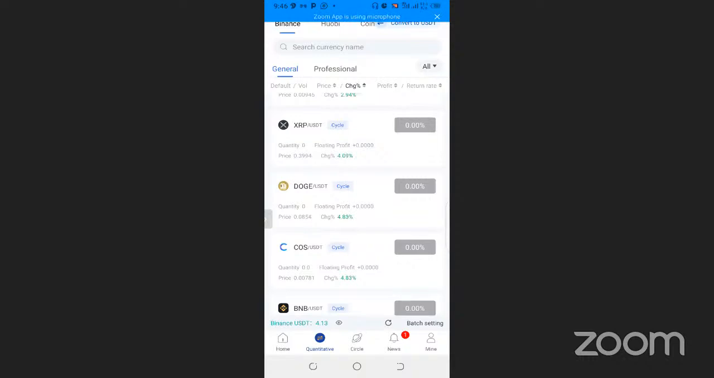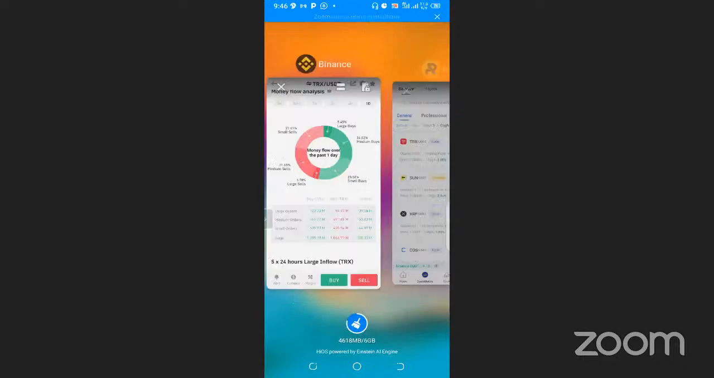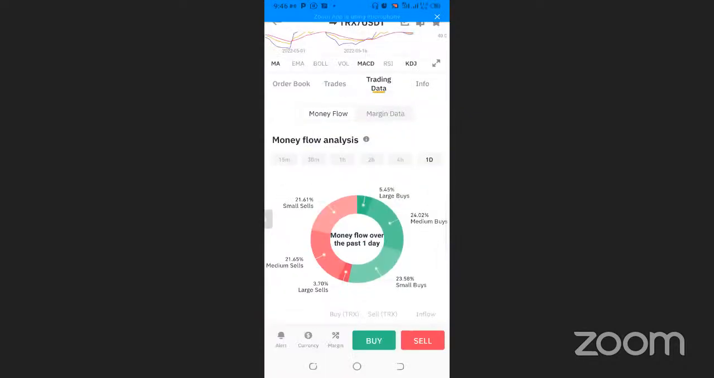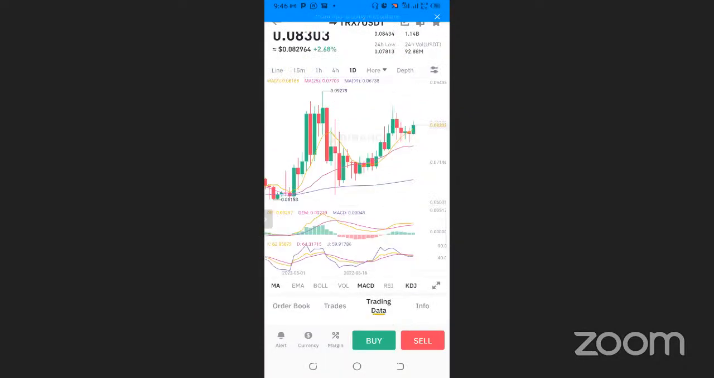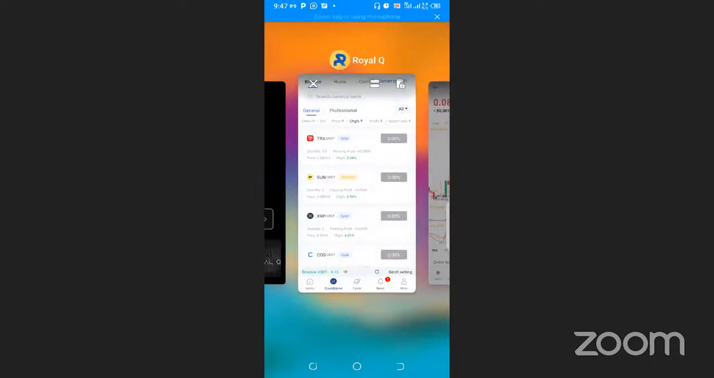Okay, and what will be our take profit on TRX? What will be our take profit? Please follow me up. Our take profit will be just only 1.5. Just only 1.5. Am I correct? Just only 1.5.